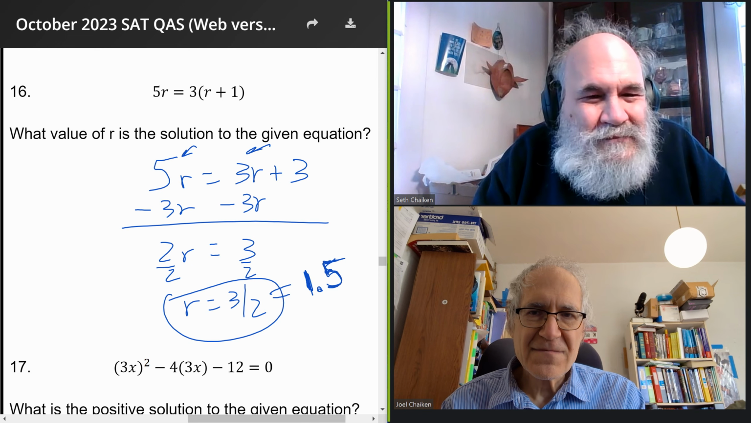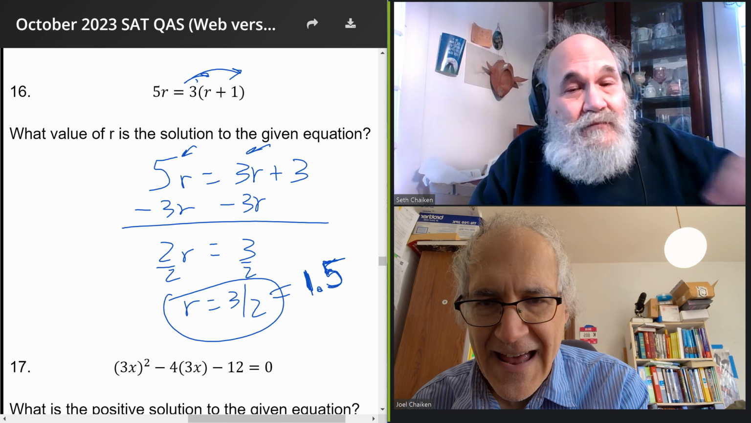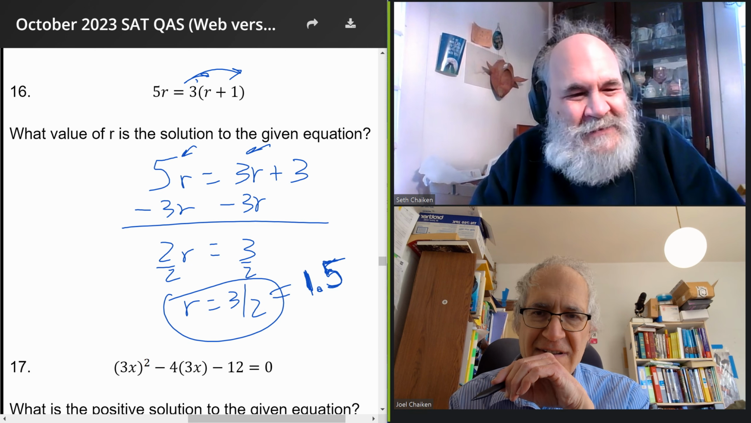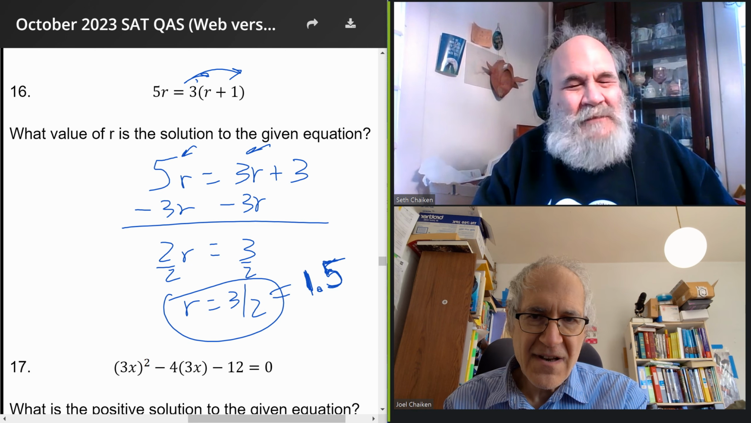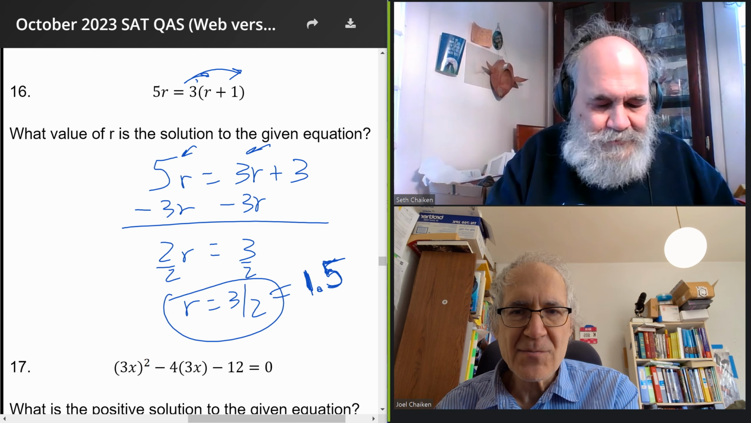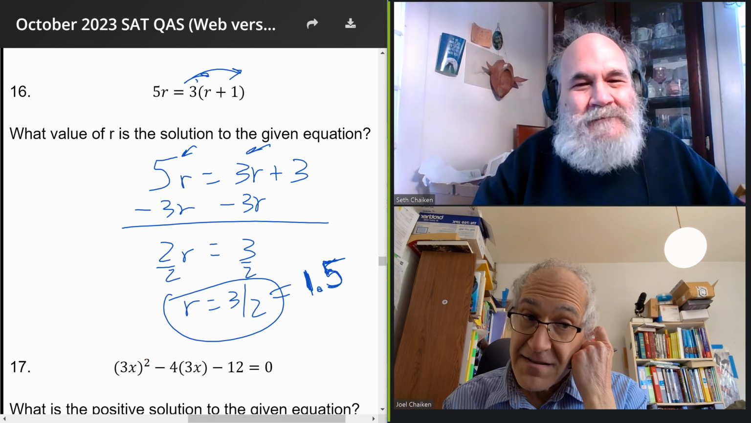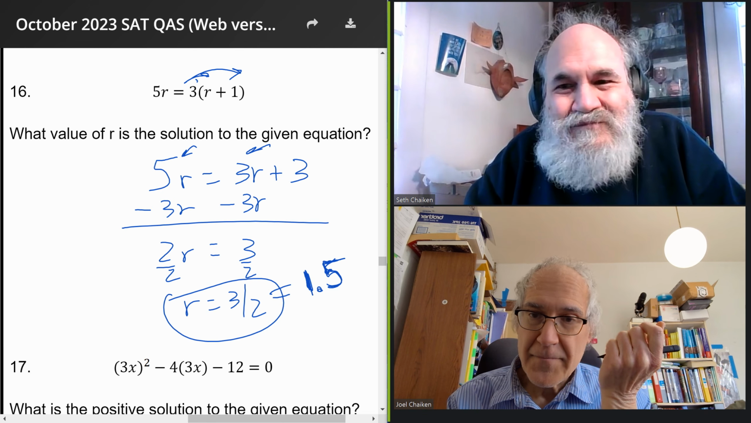Also, you have to know how to distribute. So you need the skills of distributing and solving an equation with a variable on both sides. You just isolate the variable by subtracting whatever you need to on one side to move the variable over to the other side. Isolate the variable. That seems to be the main idea.